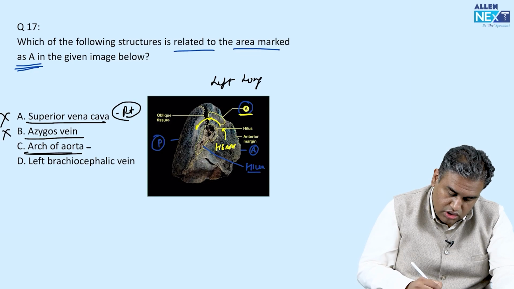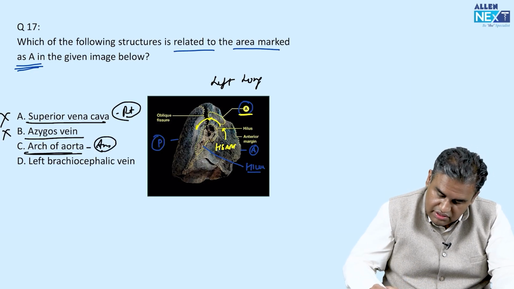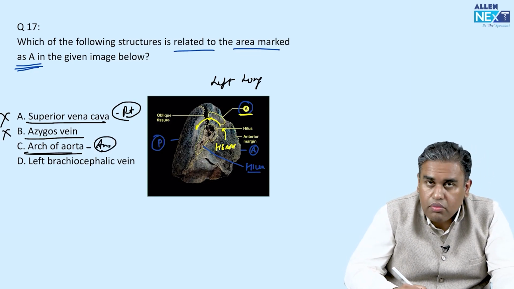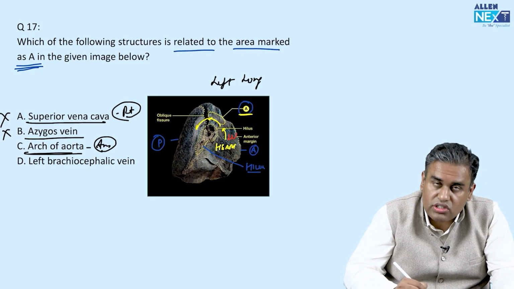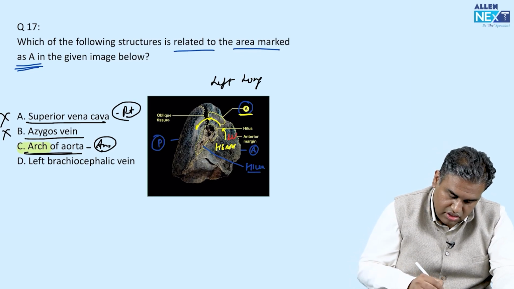Arch of aorta is what should be the answer, because that is what is coming on the left side, because here we have the left border of the heart by the left ventricle. This is the arch of aorta. Therefore, this is probably our answer over here.